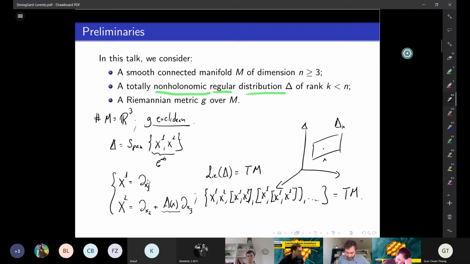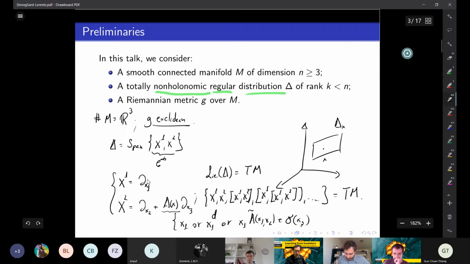And this A here, for example, it could have been, say, x1 or x1 to some power d, or more generally, anything of the form x1, let's call it a tilde of x1, x2, plus something of order in x3, where this a tilde has formal power series which is non-zero. That's the only kind of constraint that we have here. So we have a lot of possibilities for this A. We have a lot of possibilities here for the kind of sub-Riemannian geometry that we can consider.